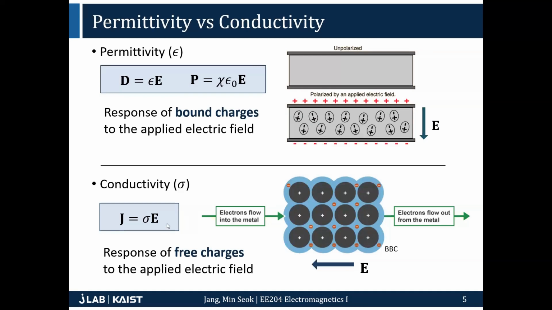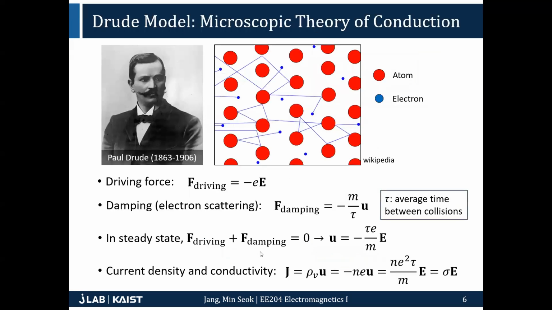You will learn about this when we learn about electromagnetic waves: permittivity and conductivity are actually very closely connected. It looks like a very different thing, like bound charge and free charge look very different. But if you go to an AC electric field, then they are connected. You will learn about this later, when we learn about electromagnetic waves. But for now, this is fine.